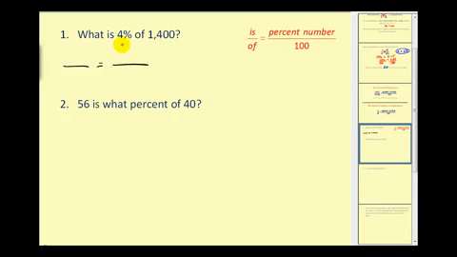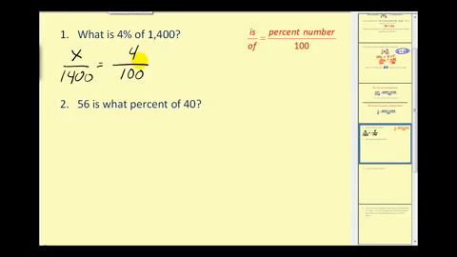The question is, what is 4% of 1,400? The first thing I notice is we are given the percent, so we're going to have 4 over 100. Next, notice how it says what is. That's keying us that the number associated with is will be our unknown. We'll call this x. And it says of 1400, of will end up in the denominator.